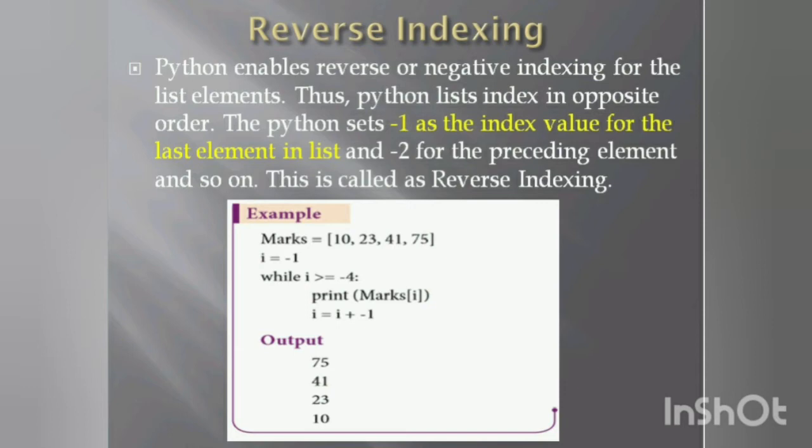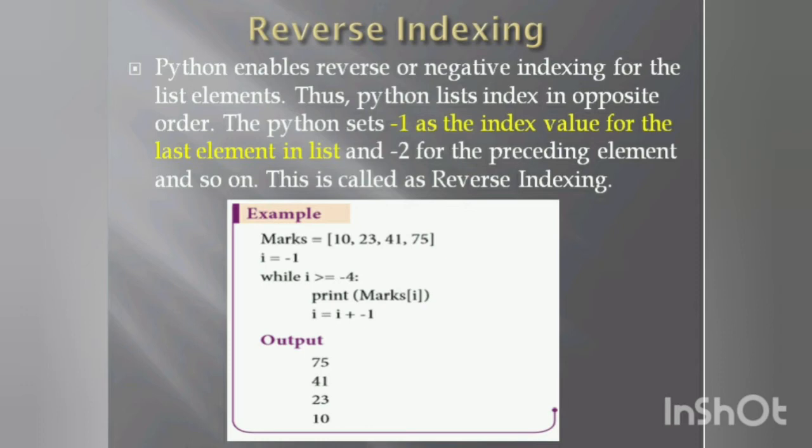See, first the index value for the last value is -1. For the next value you have to increment by -1. So -1 plus -1 means -2, and the index value will move to -2. For that only you are incrementing with -1. Now look at how that program works.